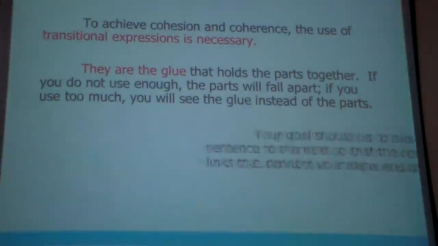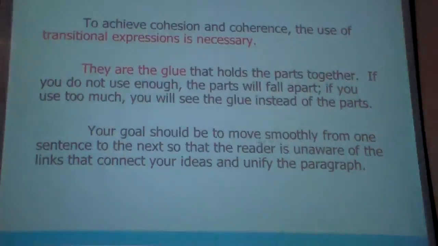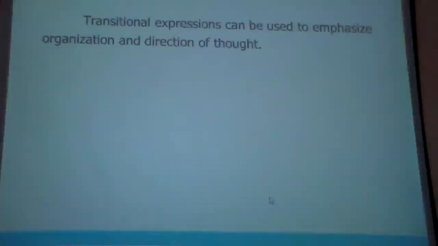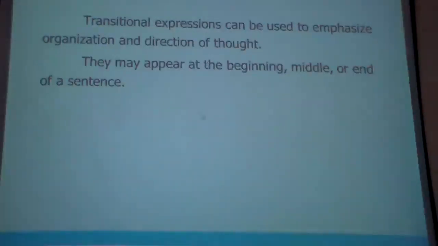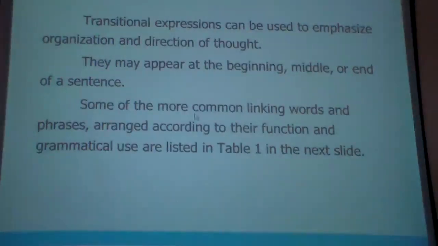You got it? Okay. Your goal should be to move smoothly from one sentence to the next, so that the reader is unaware of the links that connect your ideas and unify the paragraphs. Transitional expressions can be used to emphasize organization and direction of thoughts. They may appear at the beginning, middle, or end of a sentence. Some of the more common linking words and phrases, arranged according to their function and grammatical use, are listed in Table 1 in this slide.